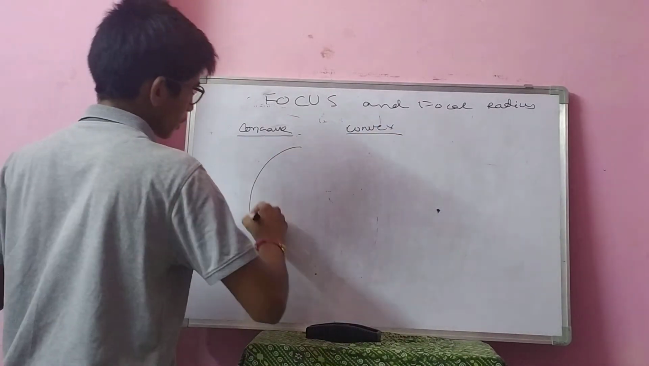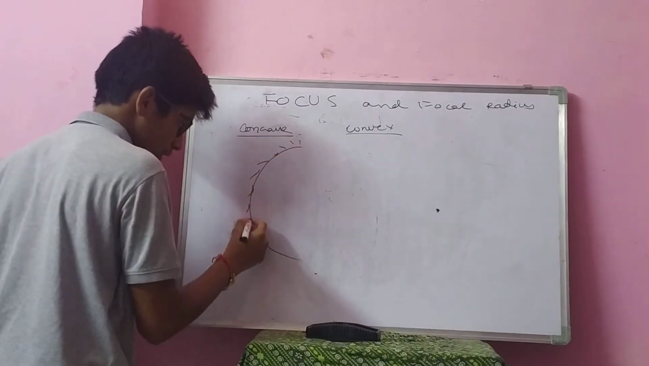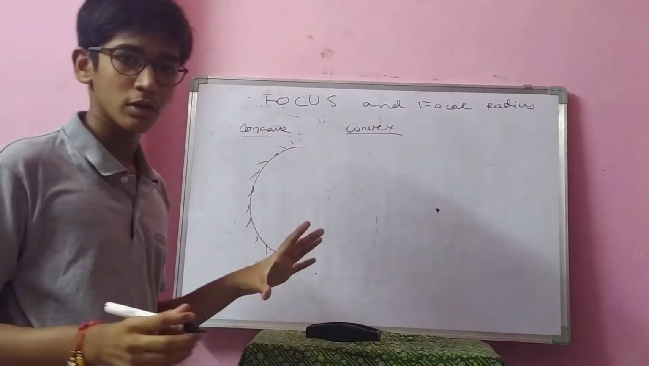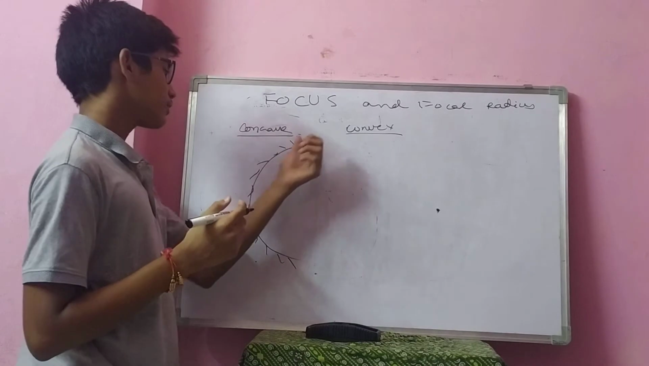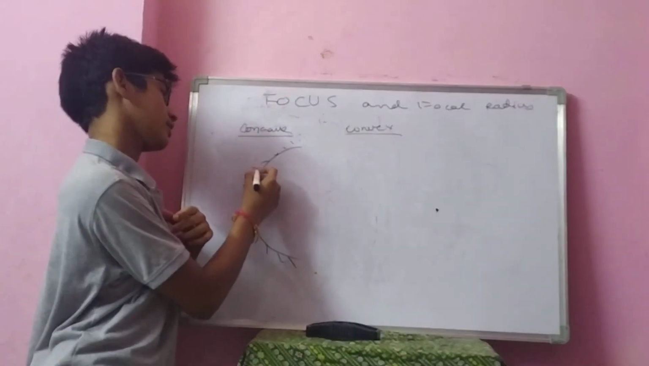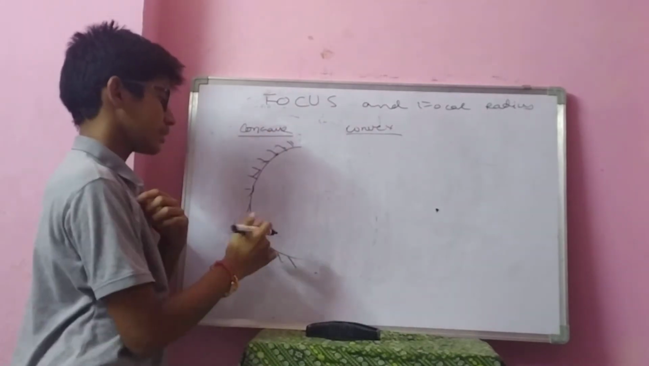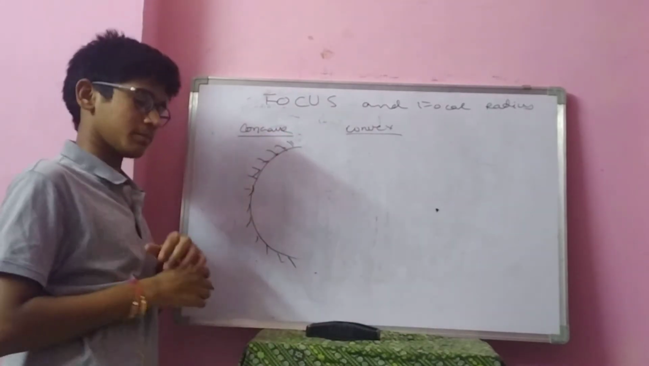Now I am drawing the concave mirror. Is this a concave mirror? First we have to silver it. Silvering plays a key role in identifying the mirror. If both sides are not silvered, then it acts as a glass plate. Now I have silvered one side. This side is called concave.